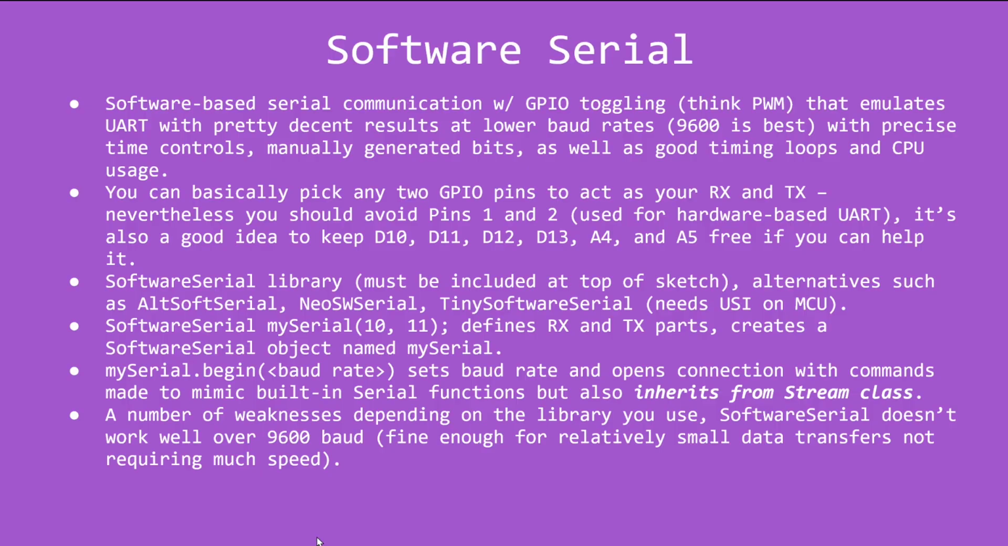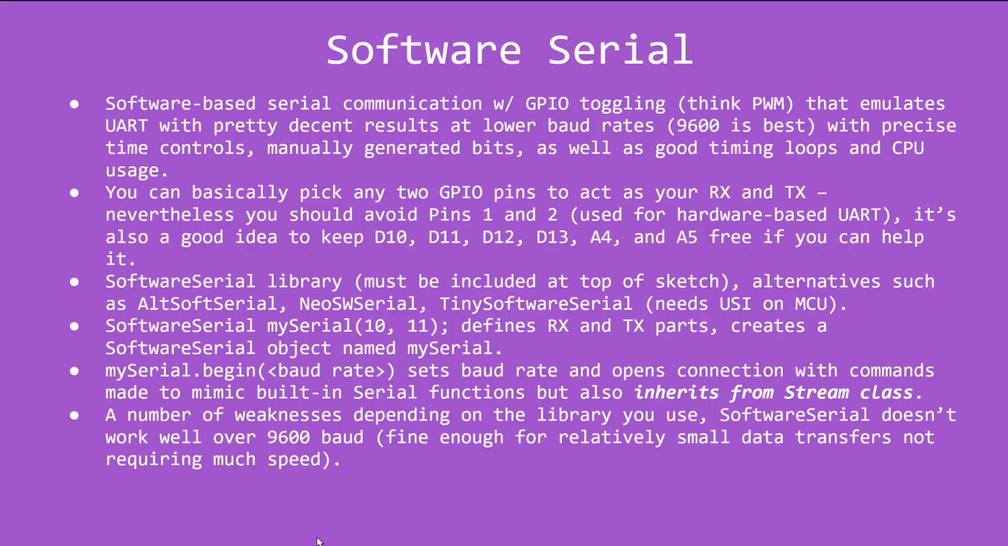You can basically pick pretty much any two GPIO pins to work for your send and receive. You still want to avoid pins 1 and 2, or 0 and 1. It's also a good idea to keep 10, 11, 12, 13, A4, and A5 free because those are I2C and SPI. But if you use them and you're not using the other stuff, it may not be much of a deal. You've got a SoftwareSerial library.